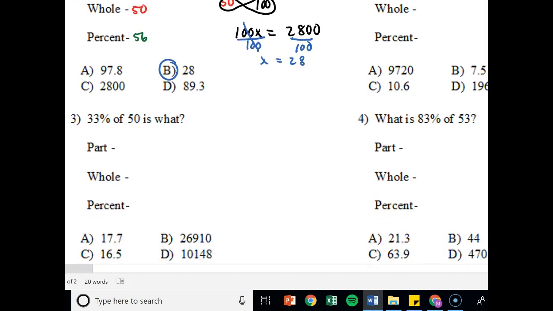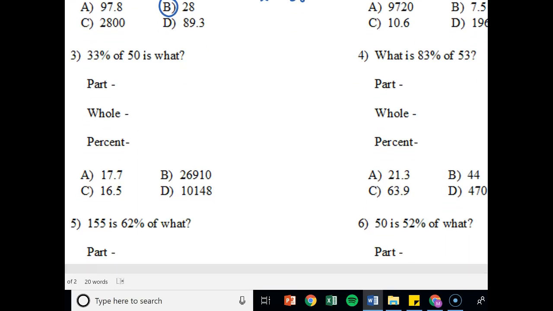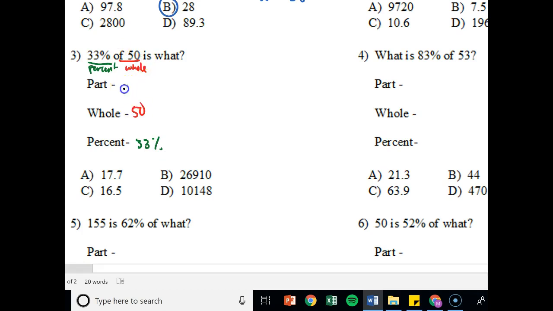And the next one we have 33% of 50 is what? So percent sign is obviously percent. So underline that, right? Percent. Go ahead and put 33% down there. The of 50 is a whole. Word of 50. And we need to solve for the part. So it's x over 50 is equal to 33 over 100, right?